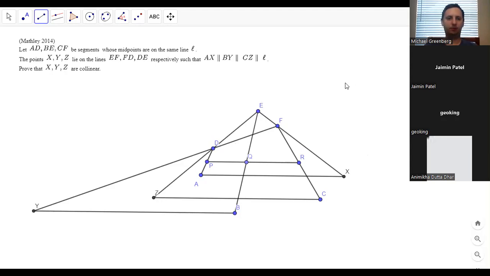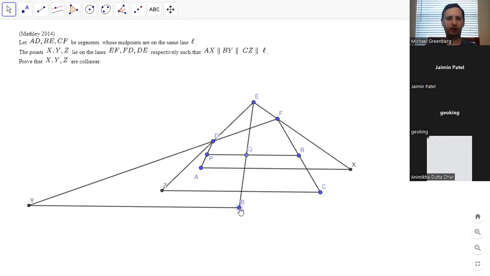So it almost looks like AD and BE are parallel. So I'm just going to move this a little bit. But yeah, I don't think this is the ERIQ lemma, but I'm not sure.